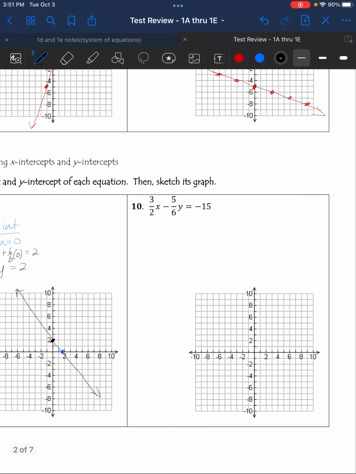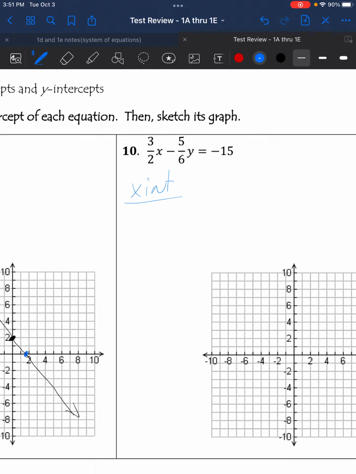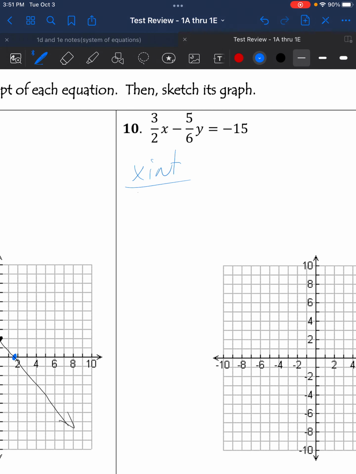Number 10, let's do the same thing. X-intercept. Set the y equal to 0. So 3 halves x minus 5/6 times 0 equals negative 15. 3 halves x equals negative 15.